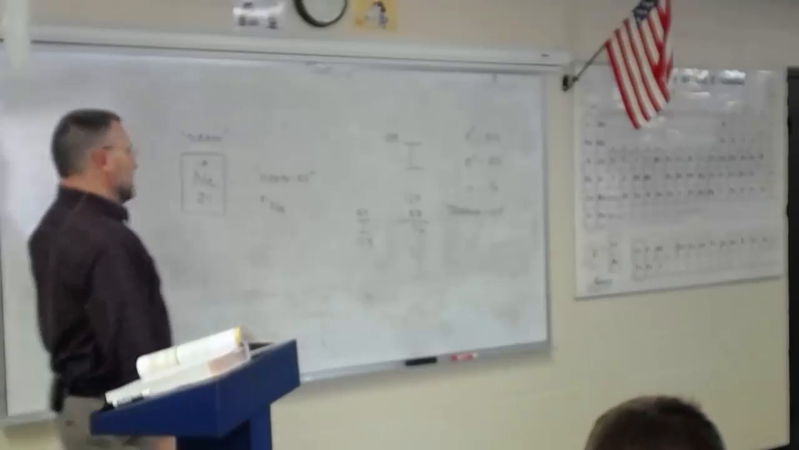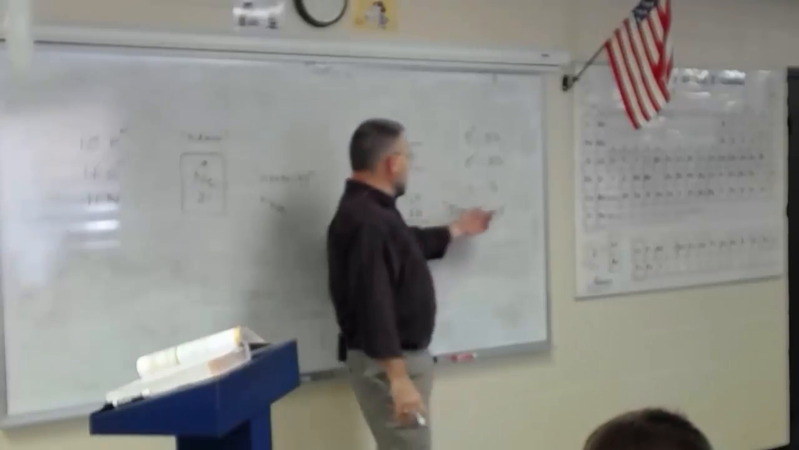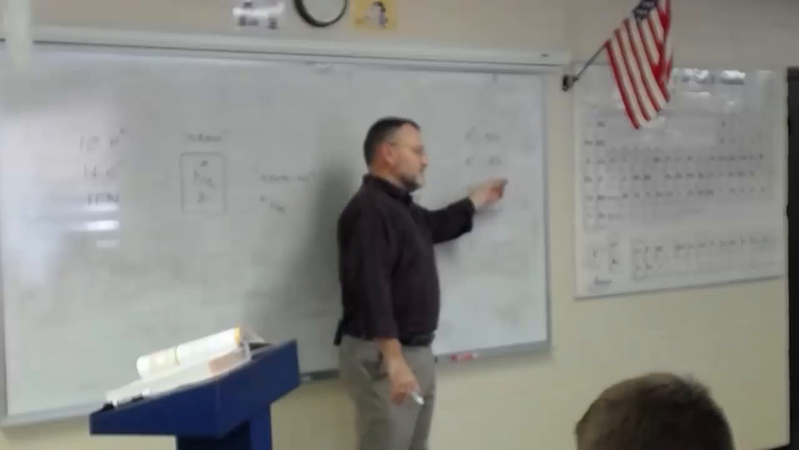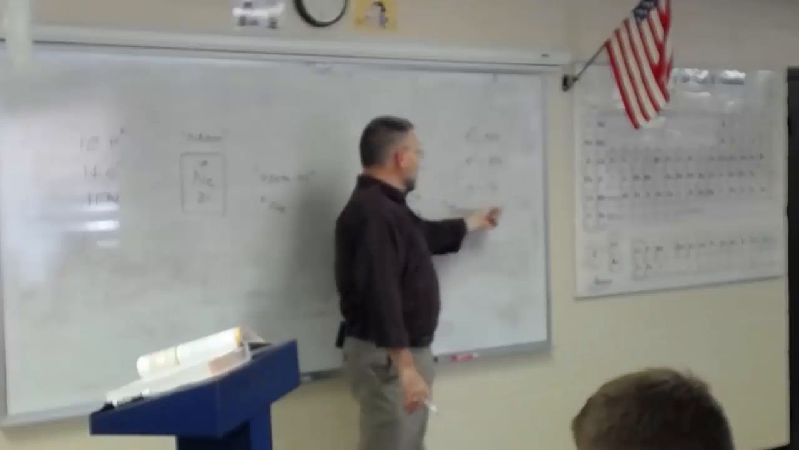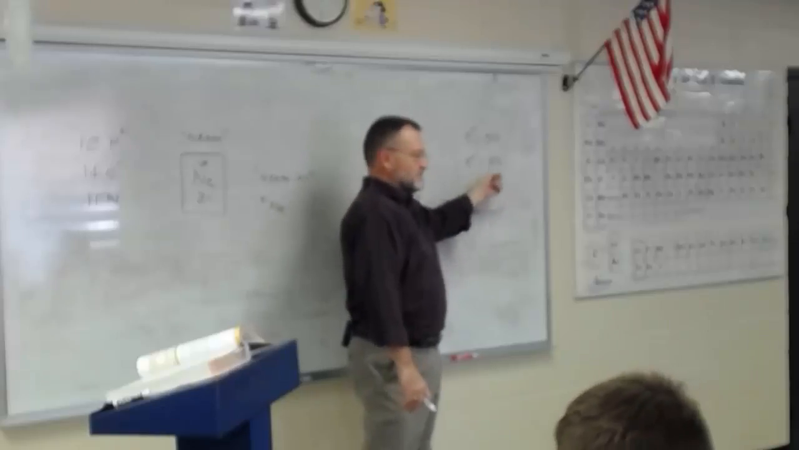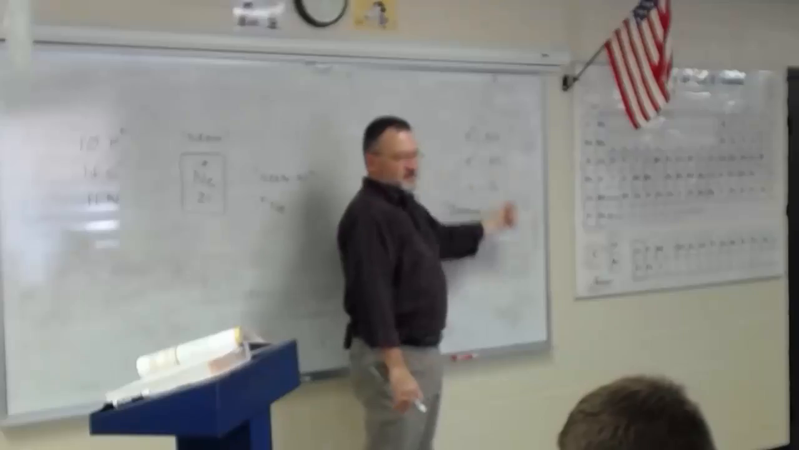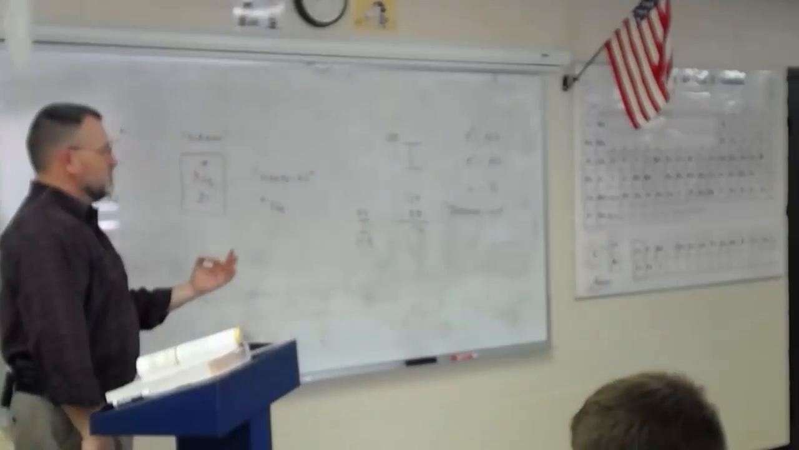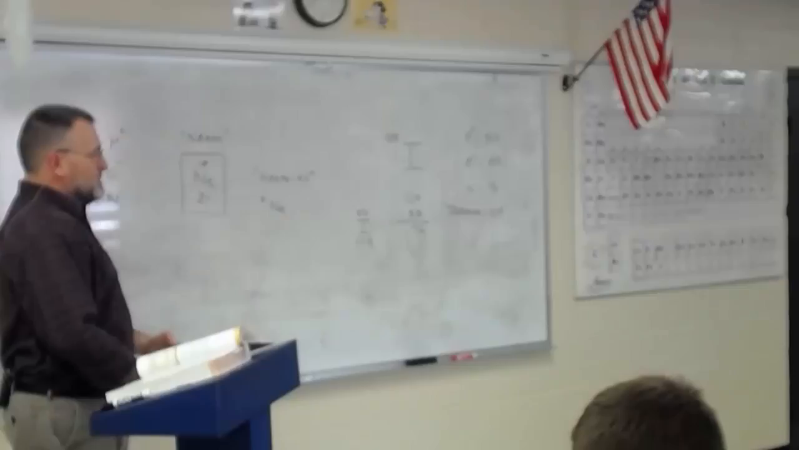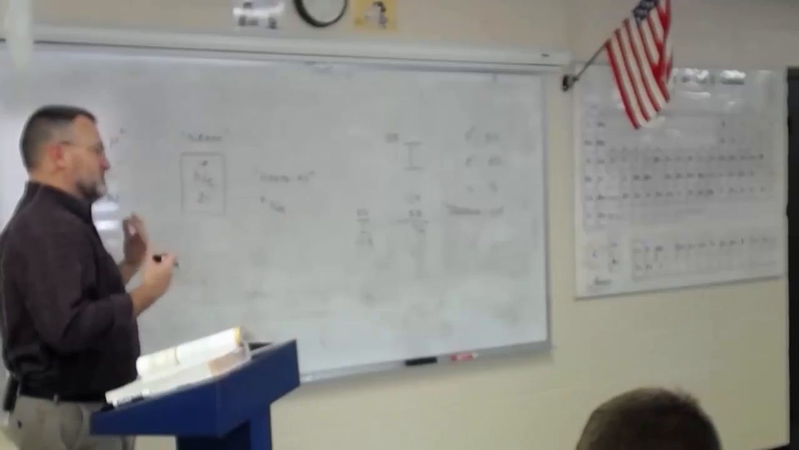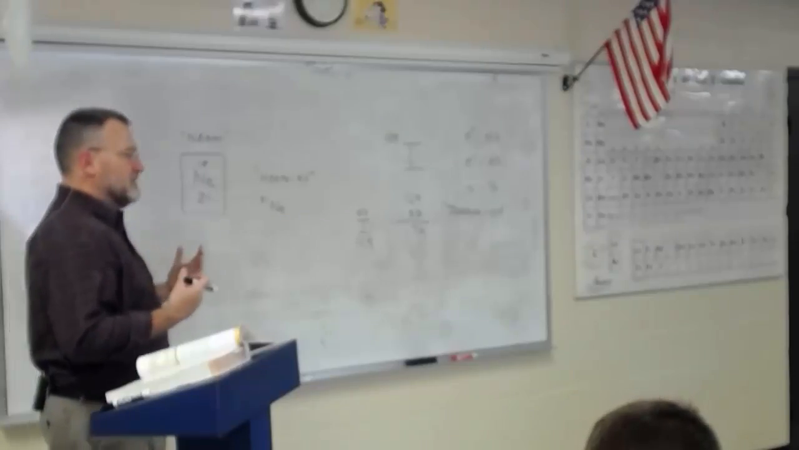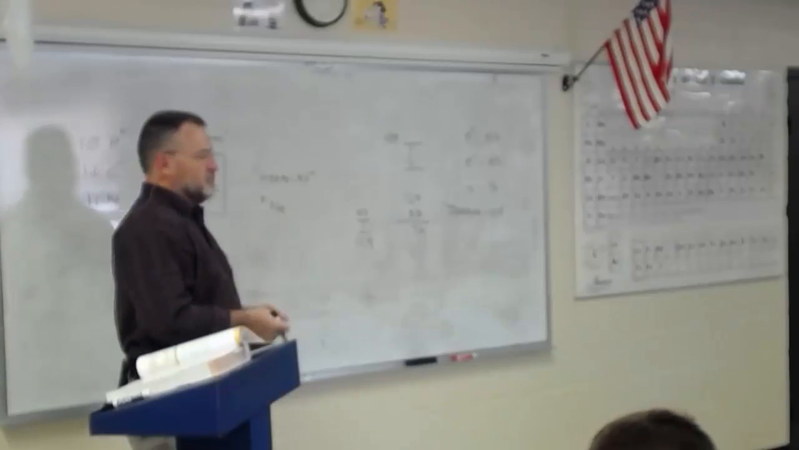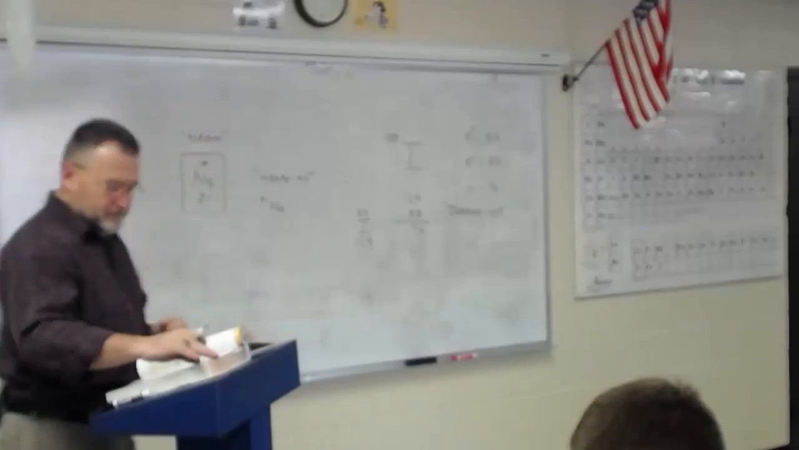The reason why it's iodine-129: if it were iodine-128, it would have 75 neutrons. If it's iodine-130, it would have 77 neutrons. But it's still iodine because we haven't changed the number of protons. It's still iodine because the number of electrons doesn't matter. The name comes from the number of protons. But it's 129 because of the number of neutrons that make it up.